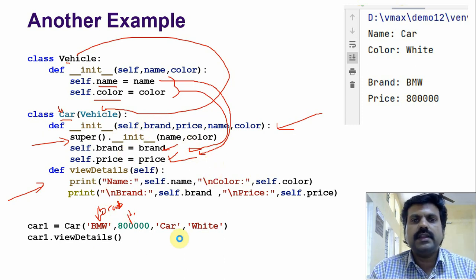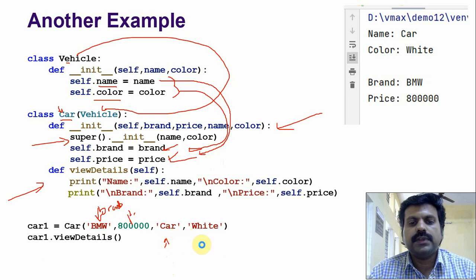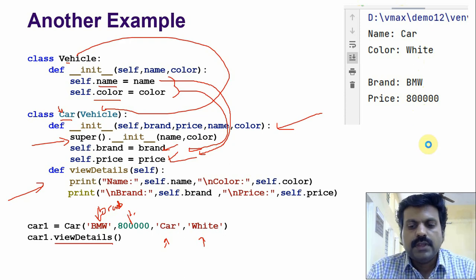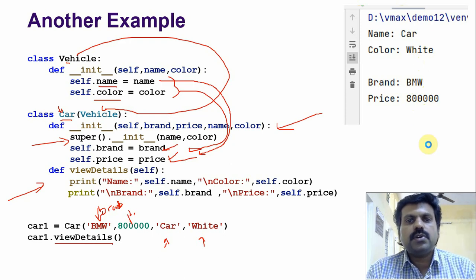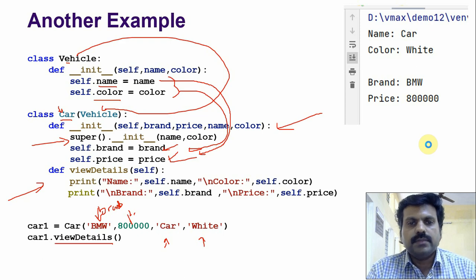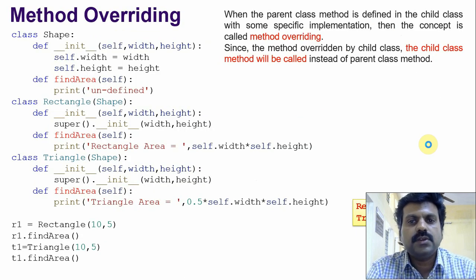And here the name of the vehicle is car, right? So this is the name of the vehicle and this is the color. All these data will be available for the car class. When you display using view details, we can see the name is car, color is white, brand is BMW, price is this much amount. In inheritance there is one more topic called method overriding. Next we are going to see what method overriding is.